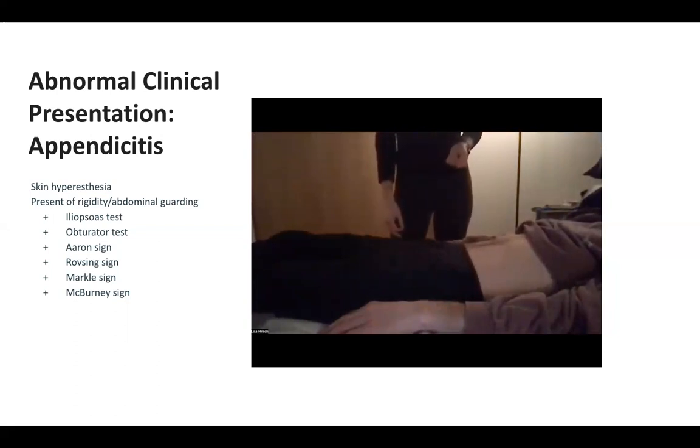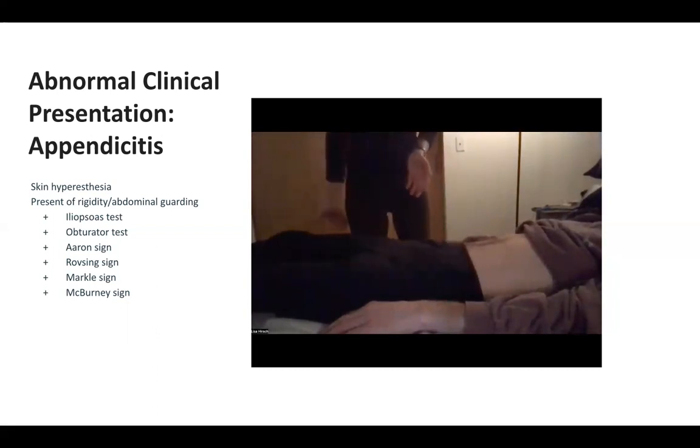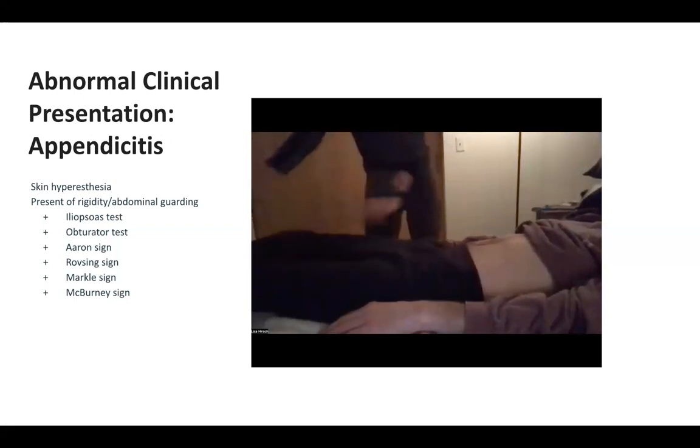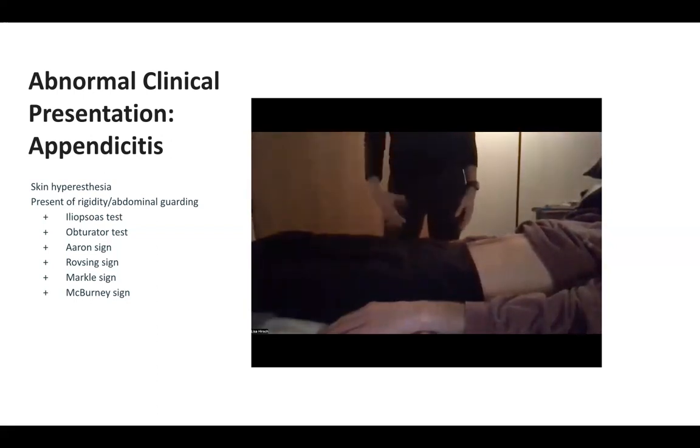The next test you can do is called an obturator muscle test, asking the patient to flex their leg upward at a 90-degree angle, rotating that leg medially as well as laterally. If there is pain upon this test, it is considered a positive obturator test, indicative of obturator muscle irritation due to, again, an inflamed appendix.